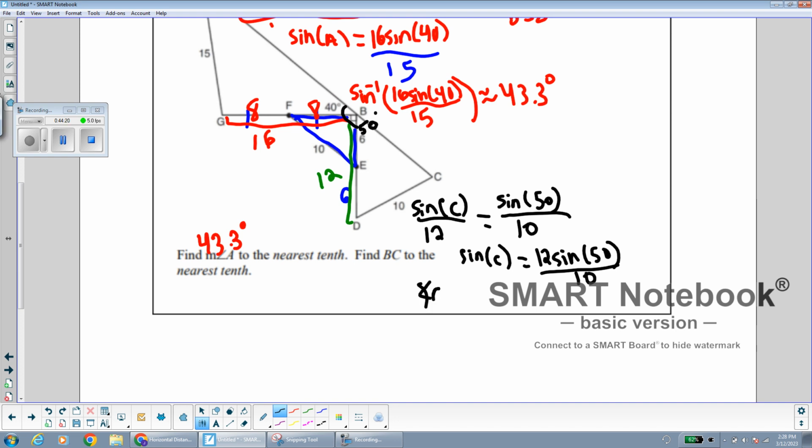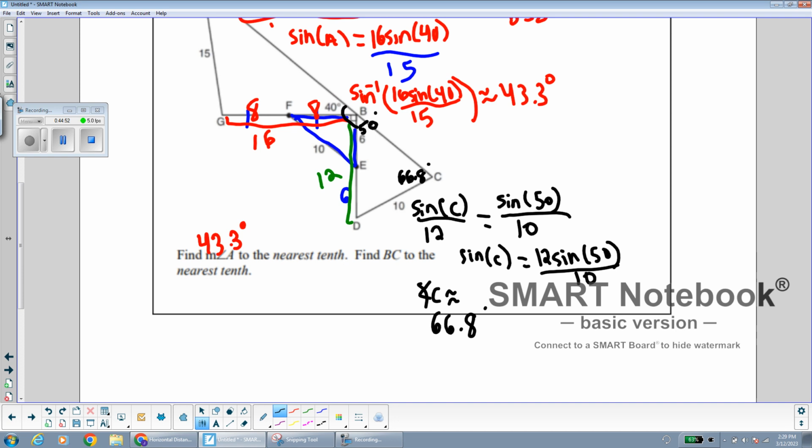So angle C is approximately, let me put this into my calculator, second sine for inverse sine, 12 sine 50 over 10. And I got approximately 66.8 degrees. So this is approximately 66.8 degrees.